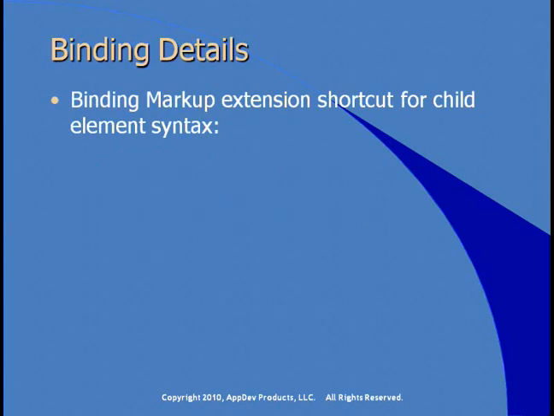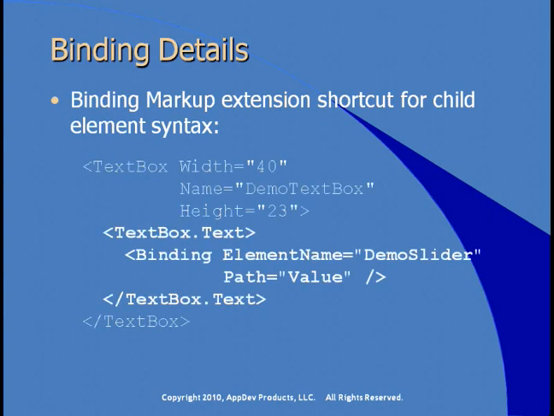The binding markup extension is just a shortcut for child element syntax. So here, if we took that last example and recreated it using the child element syntax, we would see that the textbox.text property contains a binding element whose element name attribute is demo slider and whose path is value. You can do it either way. This is much clearer, but the markup extension requires less typing, of course, and it allows you to specify that binding in a single attribute without having to use a new element, a child element, as in this example.